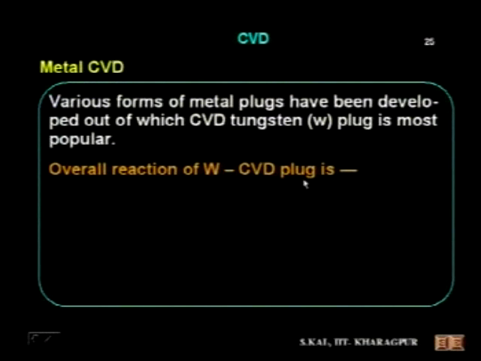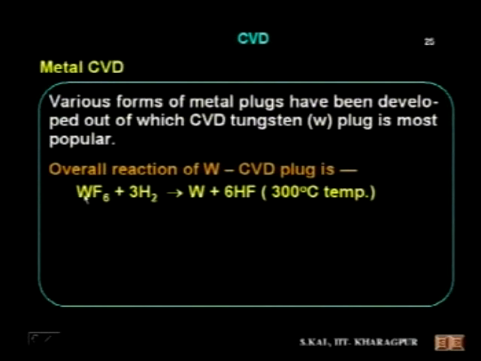Now, the overall reaction of the tungsten CVD plug is as follows. WF6, tungsten fluoride, is liquid in nature, and since this source is liquid, you need a carrier gas, and that carrier gas is hydrogen. Obviously, you need a bubbler arrangement since it is liquid. The hydrogen is bubbled through WF6, and then through a mass flow controller it enters the reaction chamber at 300 degrees centigrade only. There it decomposes, producing tungsten and 6HF, hydrogen fluoride. The hydrogen fluoride is gaseous and will be exhausted, and the W is the tungsten metal film that will deposit on the plug, line, or the surface of the silicon substrate.